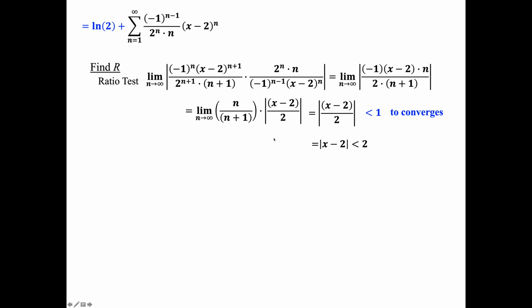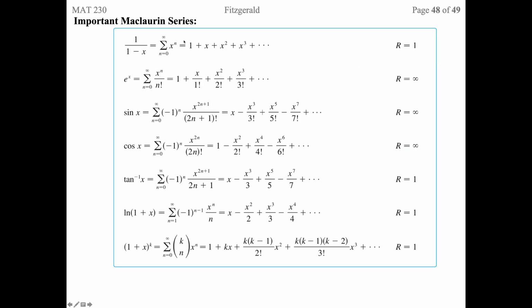So to find our radius, we have to isolate the x minus 2 from our series up here. So we multiply the 2 over to the 1. It's positive, so we can take it out of the absolute value bars. And so 2 is going to be your radius. All right, it's important to know this Maclaurin series, and I'm going to pick up with this in the second video.